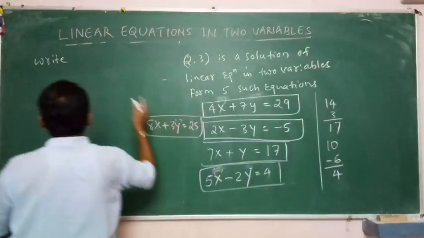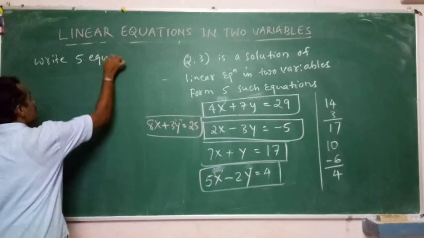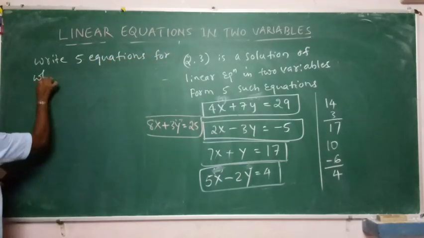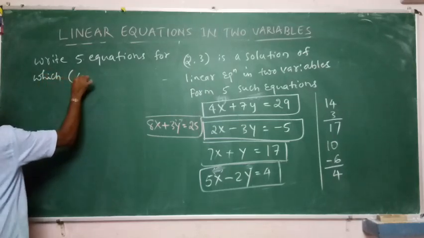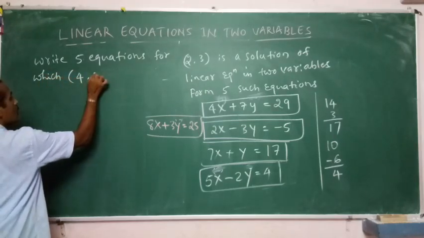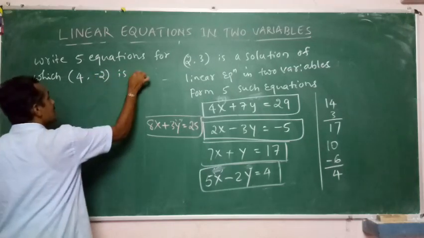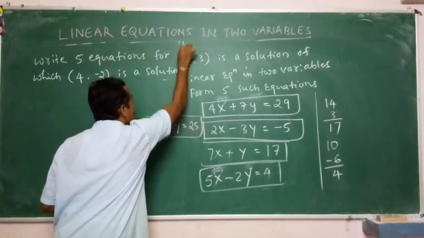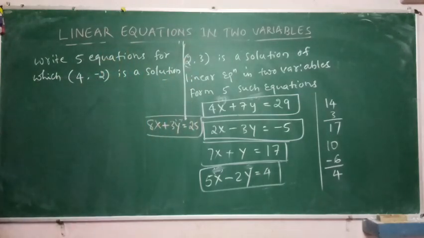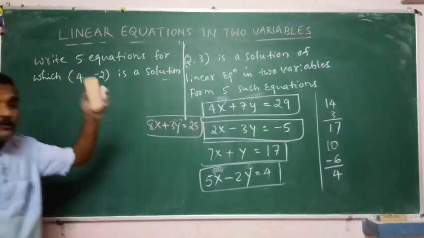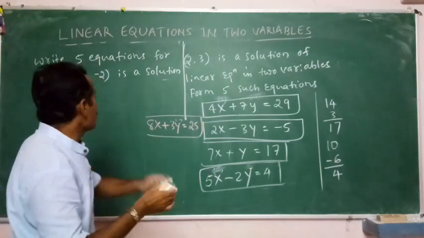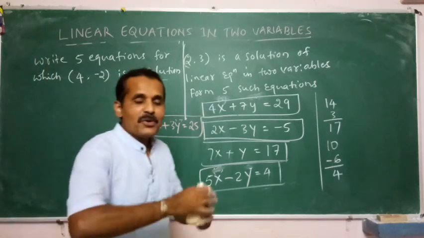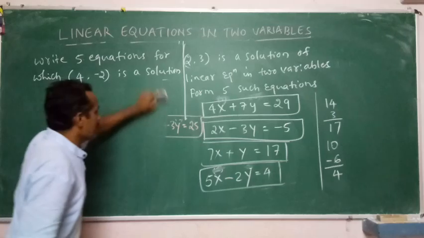Write five equations for which 4 comma minus 2 is a solution. I have to generate 5 equations. For all those 5 equations, this must be one of the solutions. Shall we start? Pause the video. Start doing. Compare with my equations.